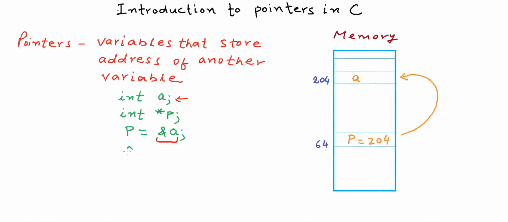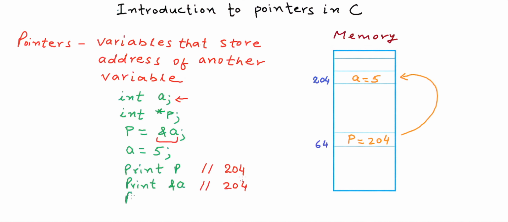Let's initialize a to some value. Let's say a is equal to 5. So we'll fill value 5 into a now. Now what will happen if I print p? What will be the output? Any guesses? Think about it. Okay, so if we try to print p, then the output will be 204 because p has a value 204. What if we simply try to print ampersand of a? Ampersand of a also gives us the address of a, so this will also be 204.